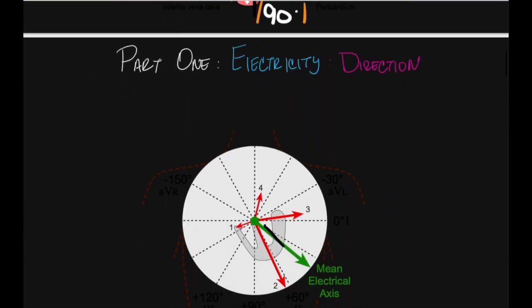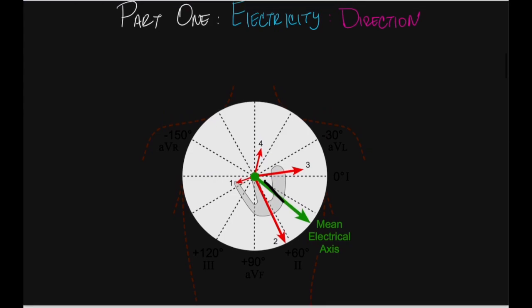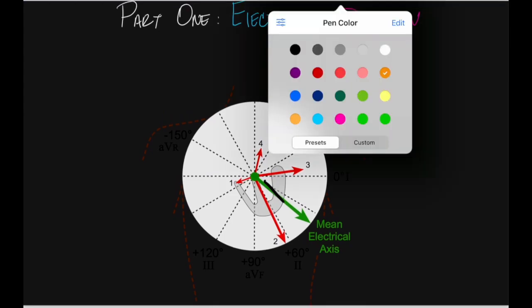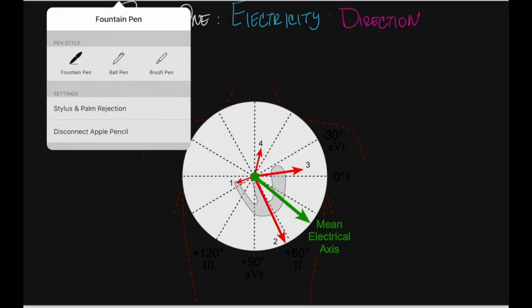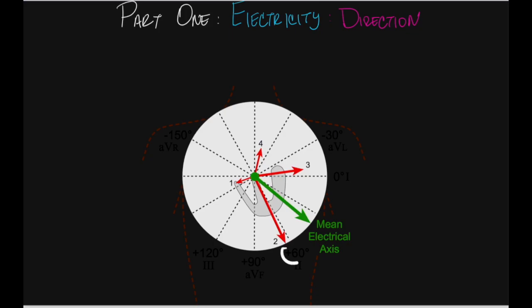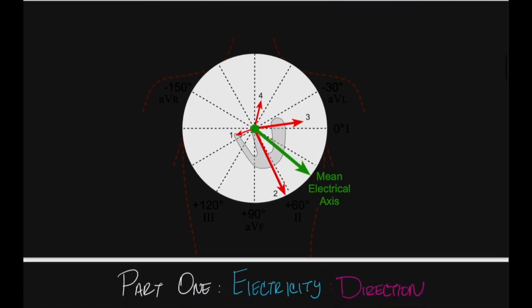So let's look a little deeper. Since we now are familiar with the average electrical movement of the heart, and the idea that this average electrical movement can be described in terms of angles, let's see what else we can build from that.